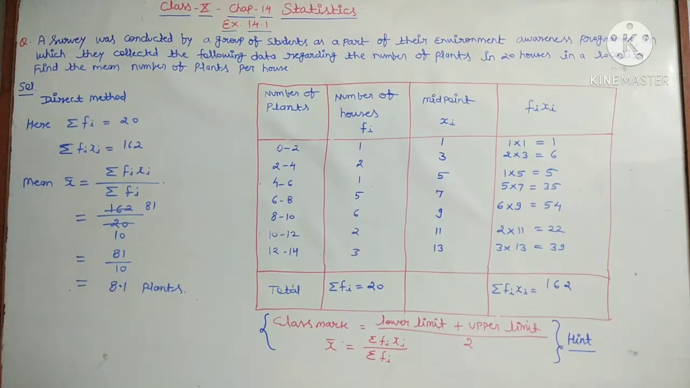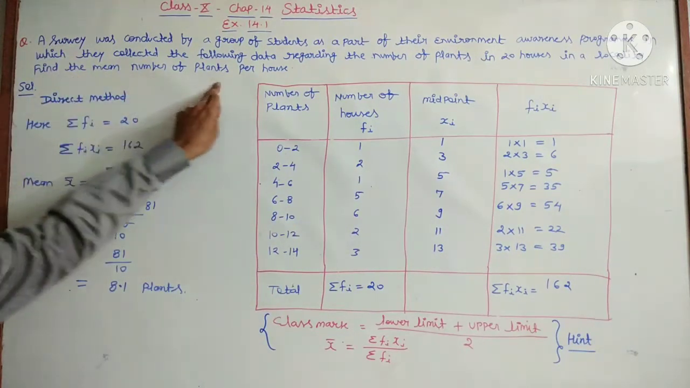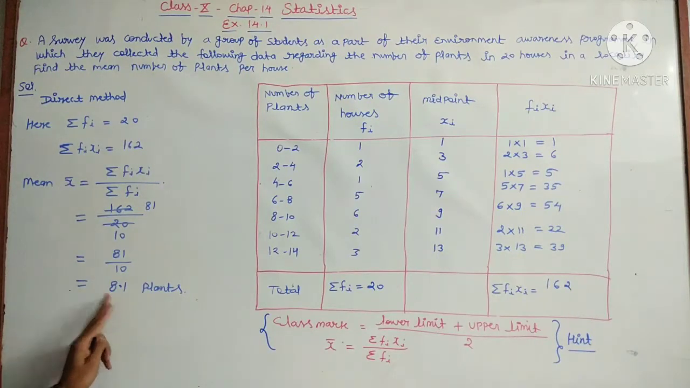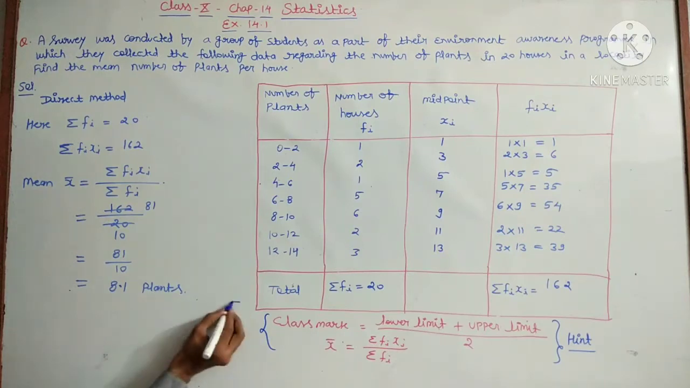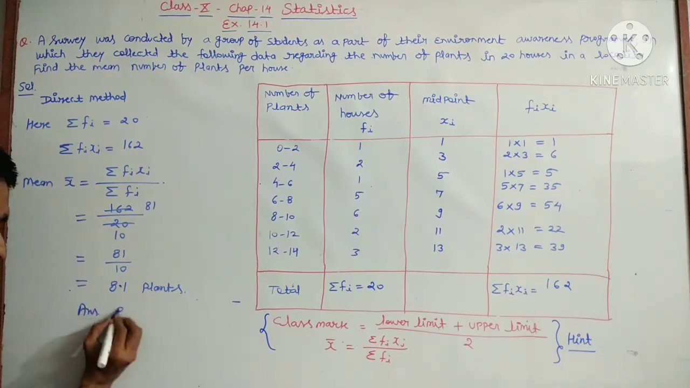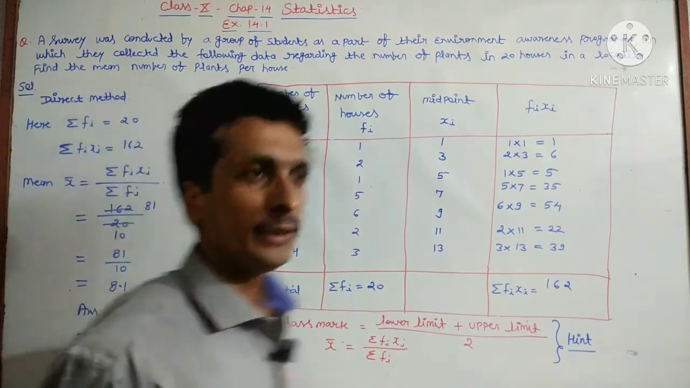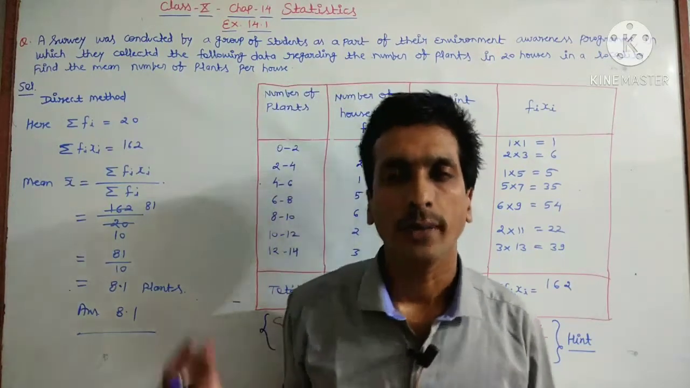Requirement completed. Here it is asked: find the mean number of plants per house. So per house 8.1 plants. So this is your answer, 8.1. I think you can understand, and so we will solve the next question.